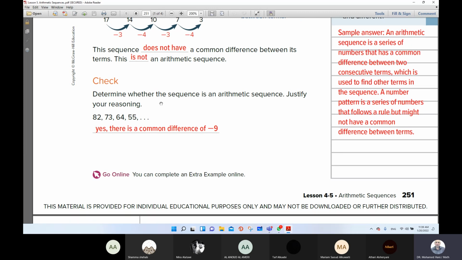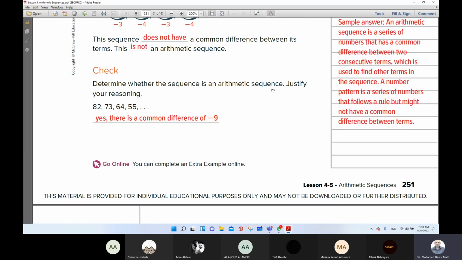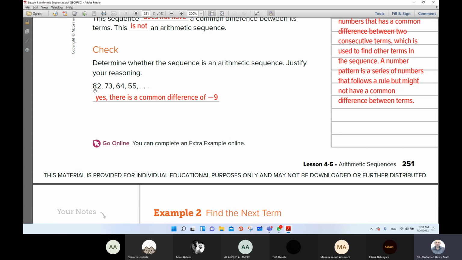In this example, determine whether the sequence is an arithmetic sequence. Justify your reasoning. As you see here, 82, then we have 73, then 64, then 55. 82 minus 9 equals 73. 73 minus 9 equals 64. 64 minus 9 equals 55. So here we have the common difference d equal to negative 9. That means yes, there is a common difference of negative 9, so this is an arithmetic sequence.